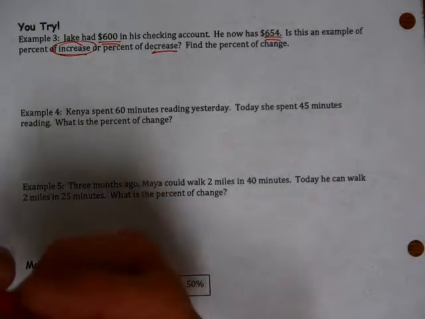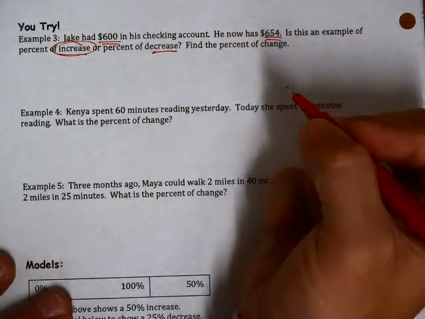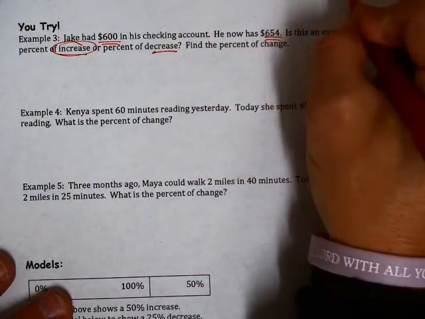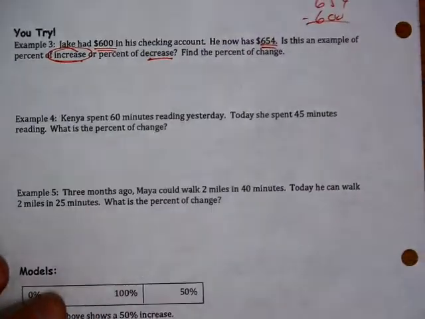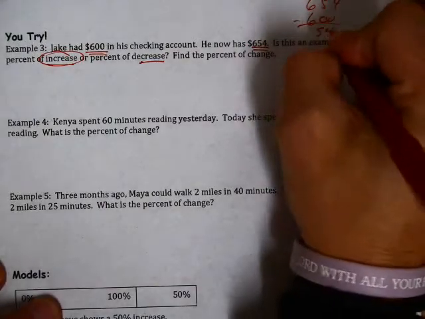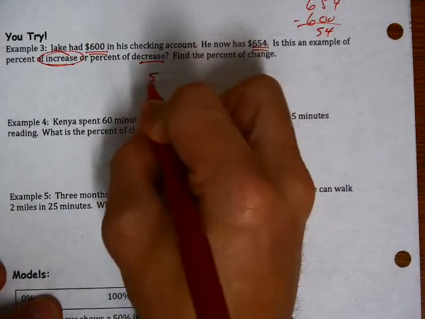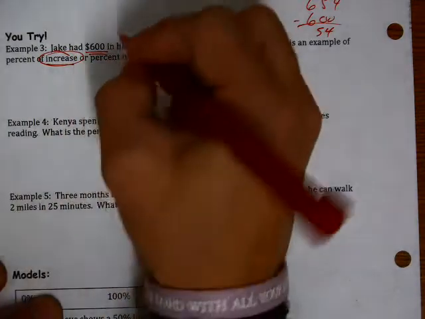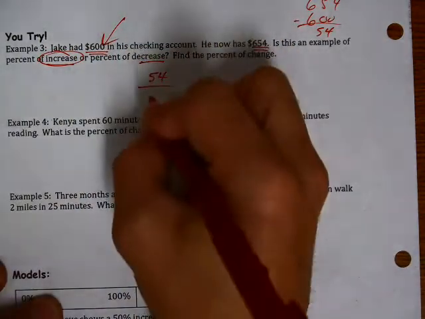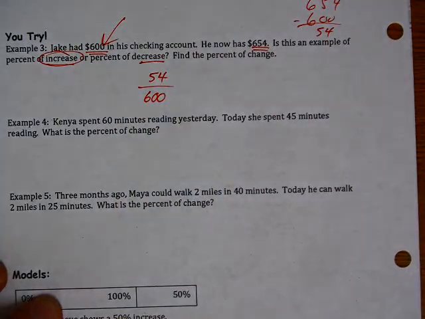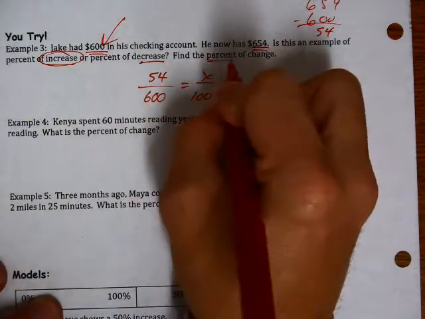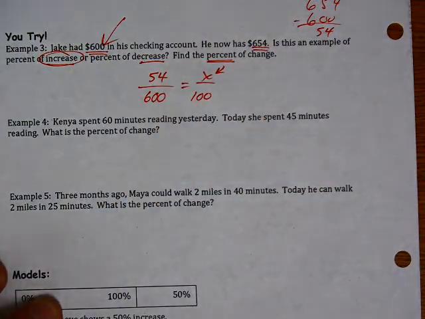Again, percent of change is the amount that it changed by. So it went from 600 to 654. So us quickly doing this, even if we need to, tells us that the change was $54. So that's the top number. The bottom number is the starting amount. Well, the starting amount, it said, was 600. So that's this. Okay, we can set the rest of it up as a proportion, since we're finding the percent. That's why the x is there.